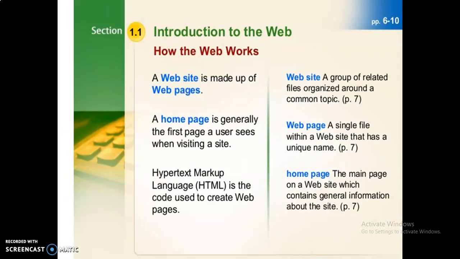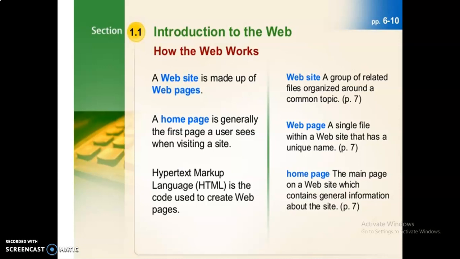How does the web work? A website is made up of web pages. You all search a lot of websites today. For example, railway reservation, online reservation, and tourism, and a lot of web pages are available nowadays. So a website is made up of web pages.